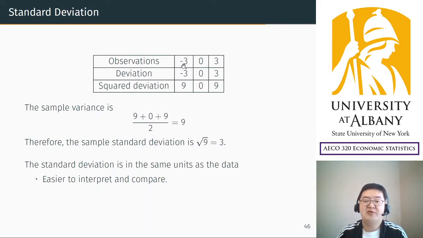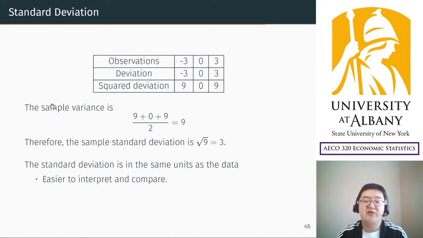We have 3 observations, minus 3, 0, and 3. So it's easy to see that the mean is 0, the middle. Their mean equals 0. And so deviations are simply the values themselves: minus 3 minus 0, 0, 0. Subtracting 0 is nothing. So then when you square them, 9, 0, 9.